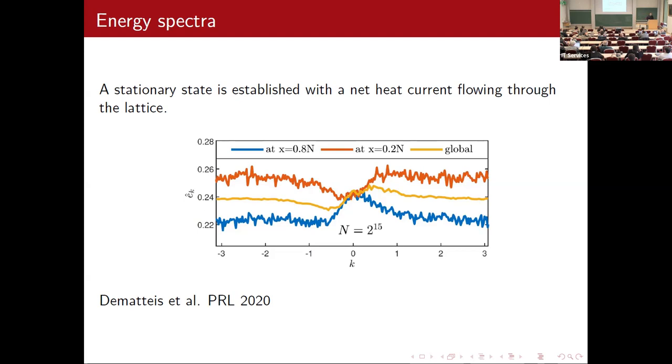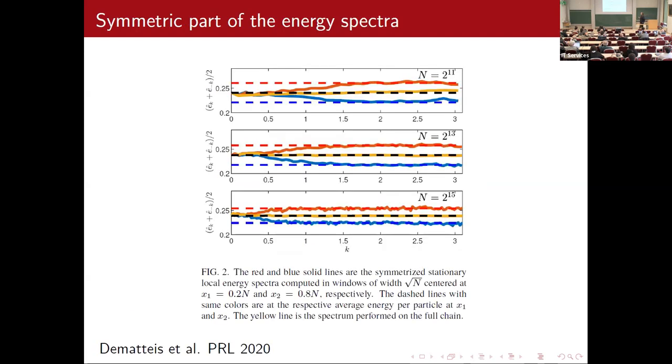This is even more clear if we take the symmetric part of the energy. We take the energy plus the energy minus, divided, and this contributes to the total energy of the system. This is done for different numbers of particles: this is N equals 2 to the 11, and this is 2 to the 15, so the number of particles in the system is increasing. What you observe is that, again, for high wave numbers you have equipartition at two different temperatures, which are actually the temperatures of the thermostats. However, for low wave numbers, it is an average between the two thermostats. This is not exactly the temperature, but the average energy between the two thermostats.